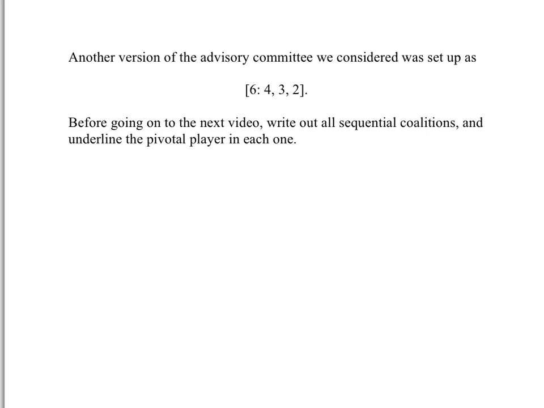Another version of this advisory committee that we considered had it set up as quota 6 and still weights 4, 3, and 2. Before going on to the next video, first write out all the different sequential coalitions. You might think, how many do there need to be? Write out all sequential coalitions and underline the pivotal player in each one.